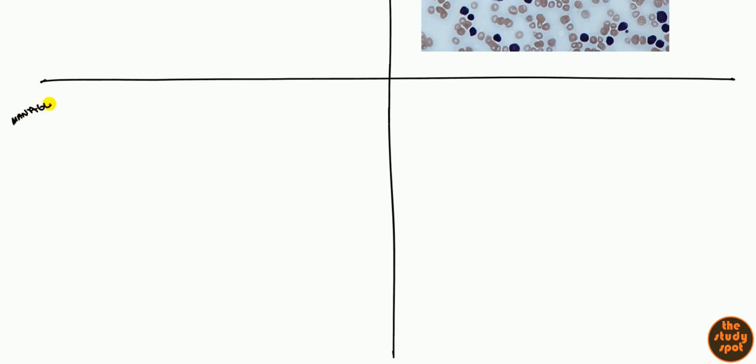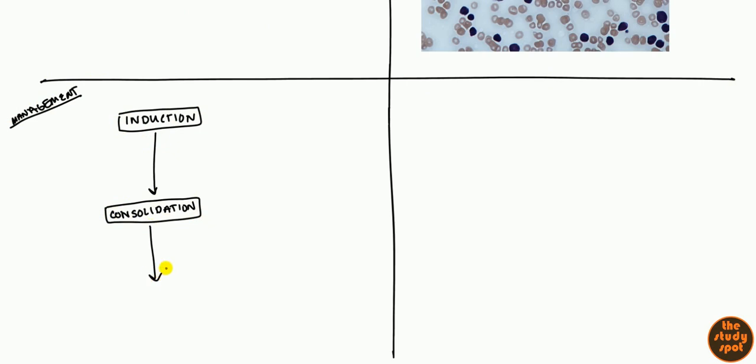With ALL, the mainstay is chemotherapy, and the chemotherapy has classically had three stages. First is going to be the induction stage. Then from the induction, you go down to the consolidation stage. And finally, you went to a maintenance stage. So let's go through each one, and there have been some updates, so I'll mention that as well. So this was the classical three-stage system.